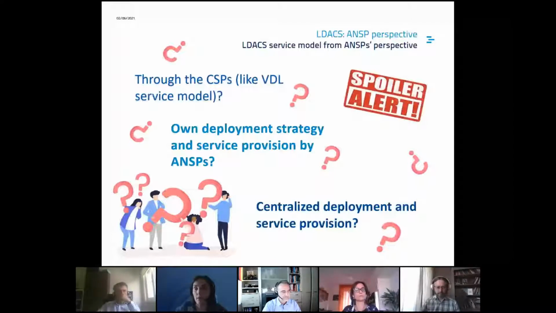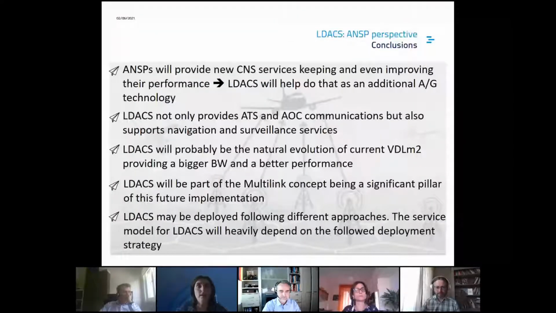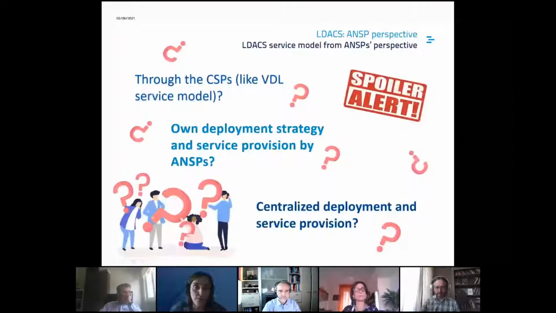And the third one, there could be others, but the third one will be a centralized deployment and service provision. The idea would be that the organization that will be in charge of providing the data link service in Europe could also undertake the deployment of the LDACS network across Europe. All these three options have their pros and cons, and in any case, more information will be provided in the next webinar. So now I am almost reaching the end.